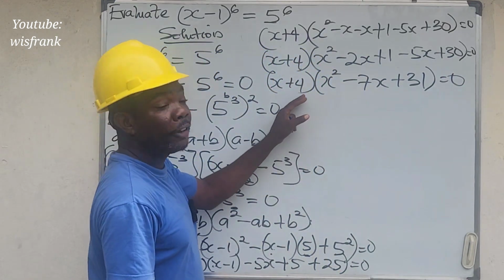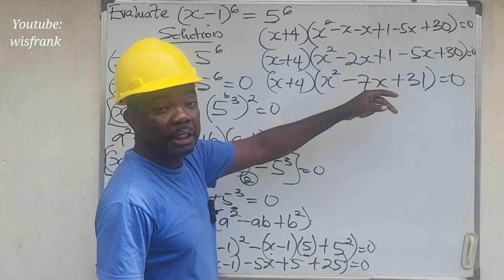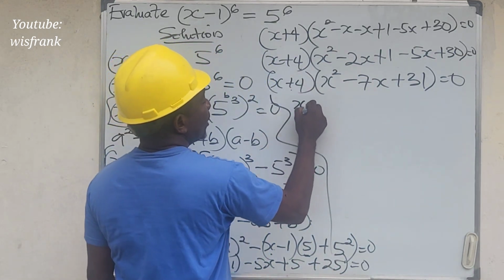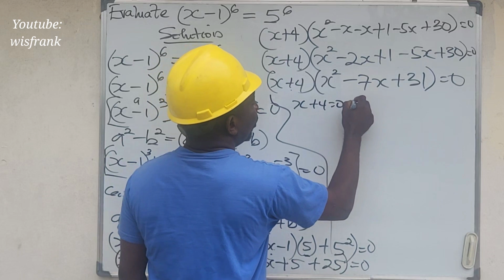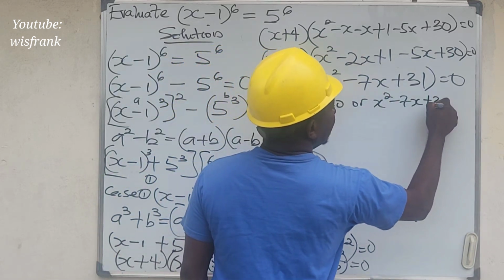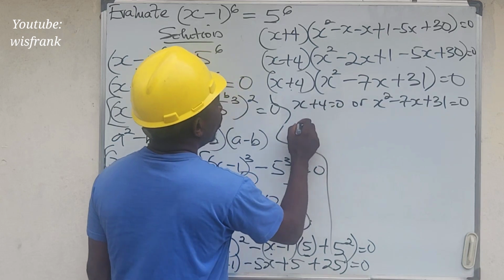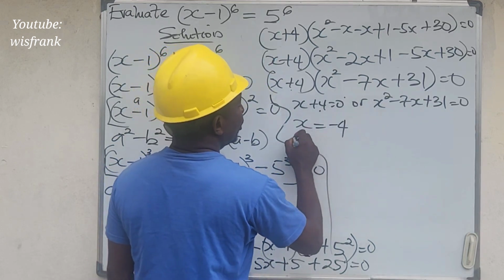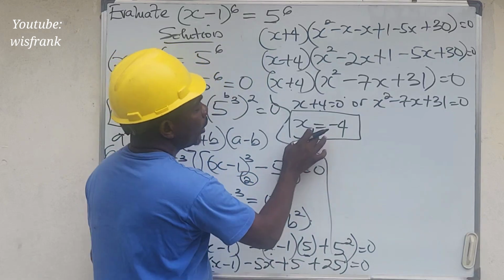So we have the first parenthesis equals to 0, or the second parenthesis equals to 0. So in this case, here will be x plus 4 equals to 0, or we have x to the power of 2 minus 7x plus 31 equals to 0. So the first one will be x equals to minus 4, because 4 will transpose into this other side. This is our x1, is minus 4.